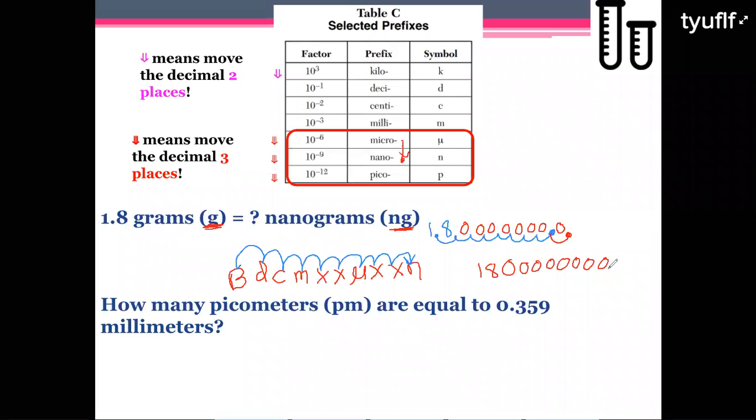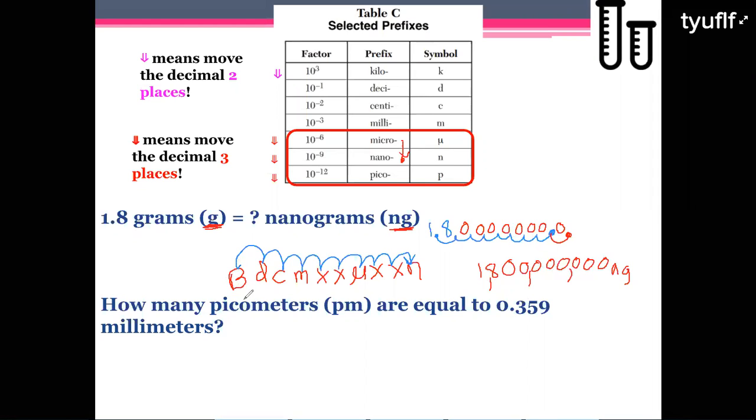Can you put this in scientific notation? Most definitely. But if not, just showing us how big that number is, that's actually 1.8 billion nanograms. That's a super big number, but it makes sense because nano is super, super small.